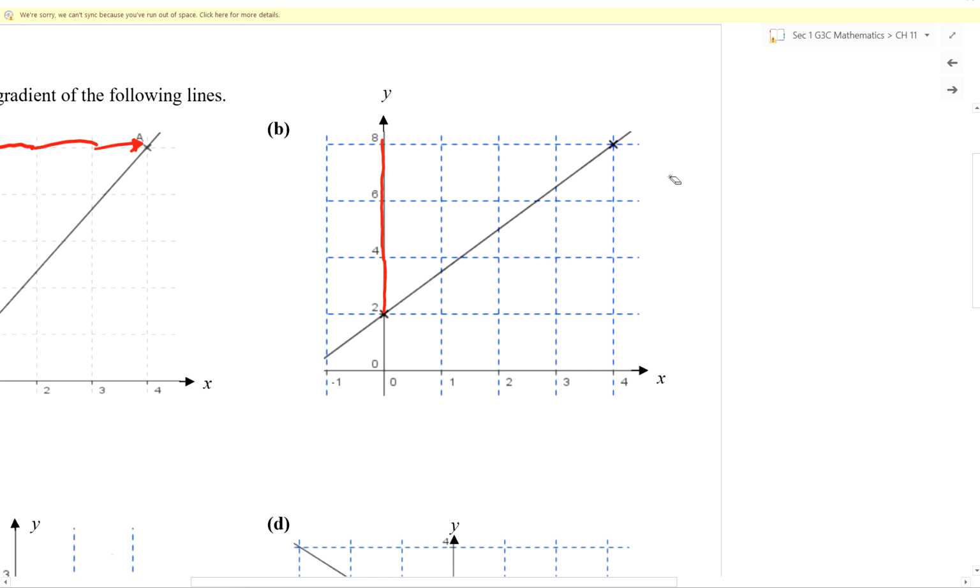Are you going to fall into the trap? Is it 6 or 3? 6 units up. Because look, every square is 2 units upwards. So you have to be very careful. 6 over, and then we run to the right. 1, 2, 3, 4. 6 over 4, which is 3 over 2. Okay? If this is positive, it's sloping upwards. So it makes sense.